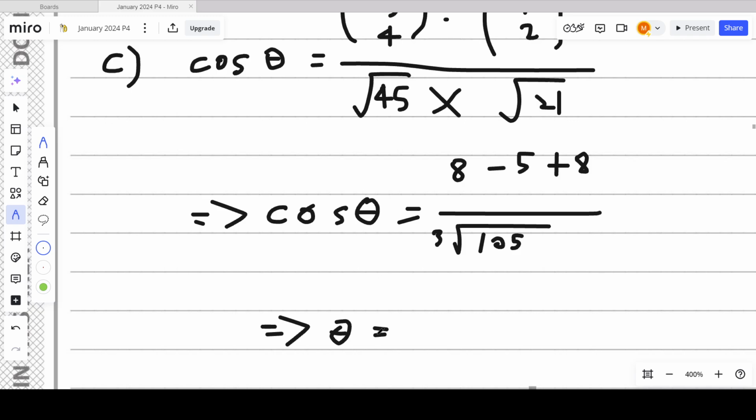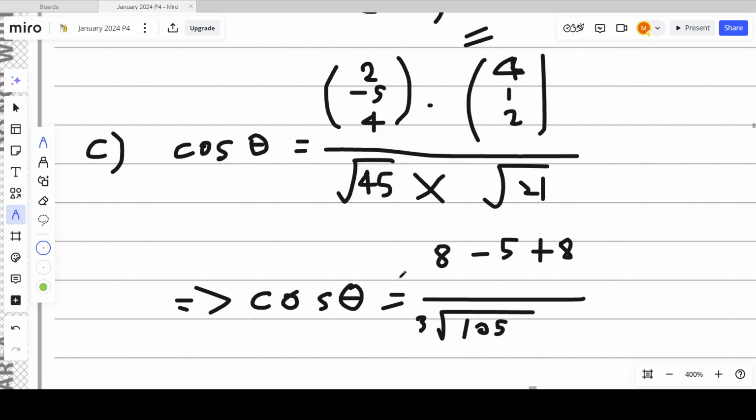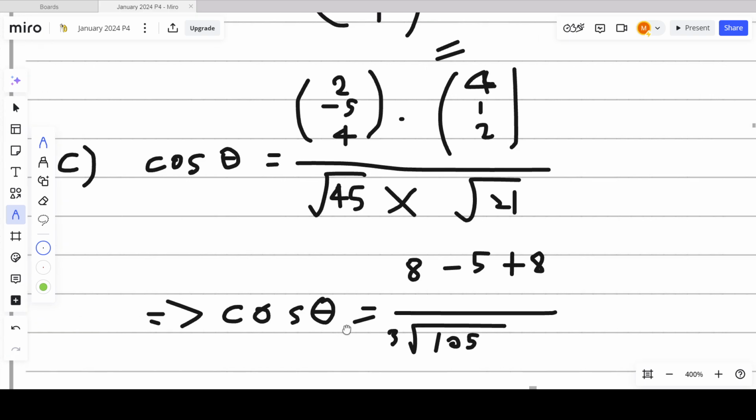Is it the answer? No. Why is it not the answer? Because they wanted the acute angle, right? They wanted the acute angle. But if you do cos inverse, you were supposed to get the acute angle.